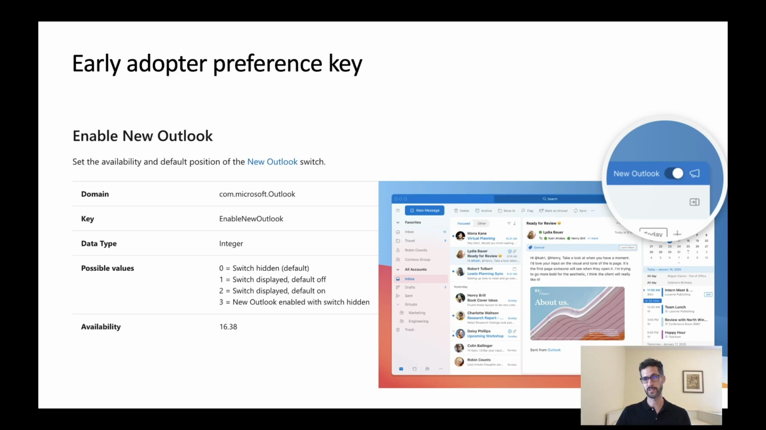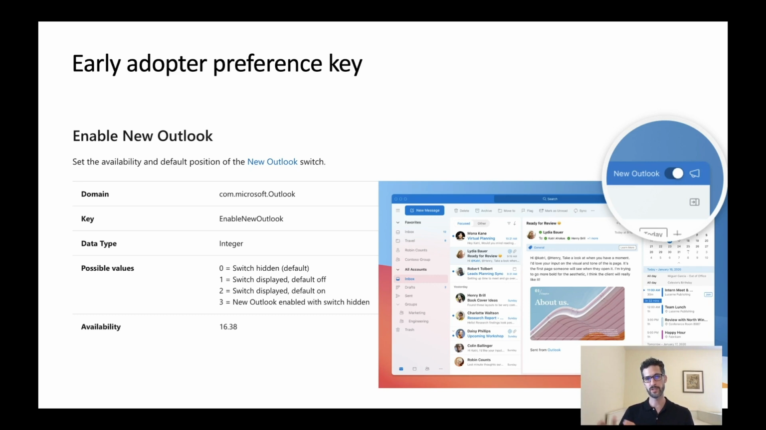Some organizations actually block Insider. Insider applies to the whole Office suite. So if you're in Insider Fast, for example, you'll get 2 updates per week for all of the Office apps. And some users just do not want that, but they wanted to try the new Outlook. So with this preference key, you can set the appearance of the switch and the default position of the switch.